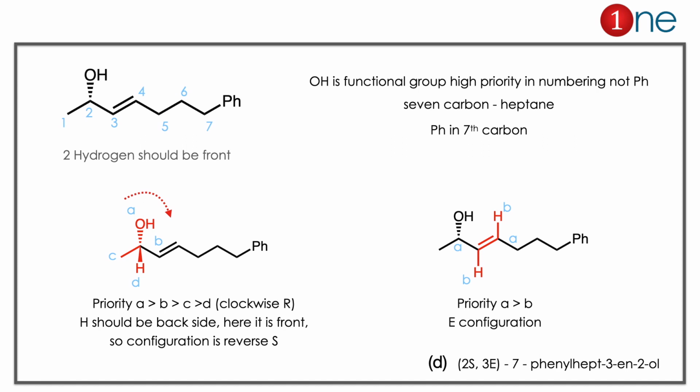The second thing is the alkene, where you have to assign the priority. It will be easy because hydrogen will have the least priority, it will be B and A will be the highest priority. One side is an alkyl group, another side is the side chain alkene. Both are trans to each other, so it's an E configuration. So the answer is D, you have 2S and 3E.